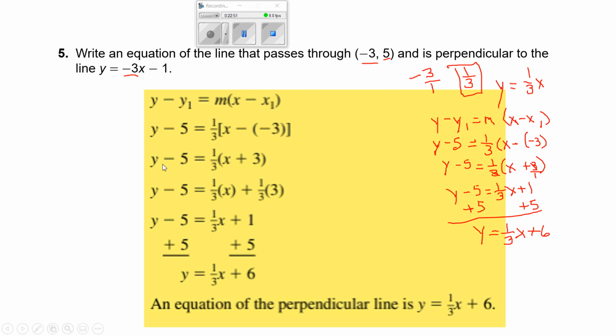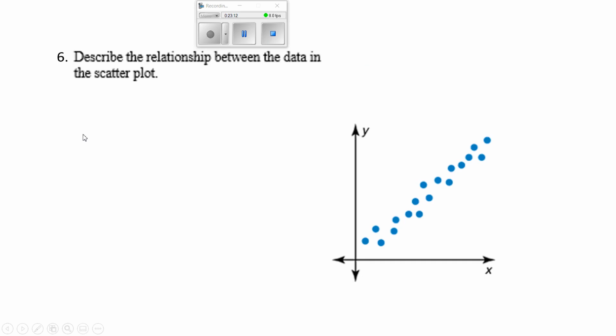And how did they do it? They did put it in point slope form just like I did. They didn't use that other method that they used in the last one. So here's the -5, just like I had over here, right? Negative times a negative was a positive. They multiplied 1/3 to everything in here and got 1/3 x plus 1. Then they added 5 to both sides and they got their answer. All right, let's move to the next one.